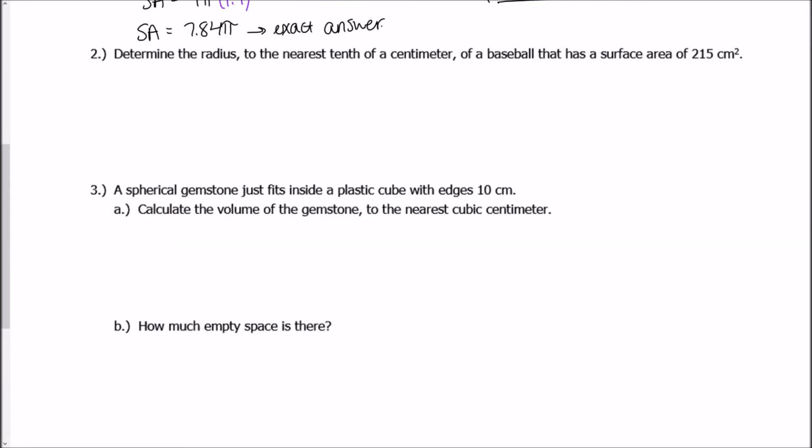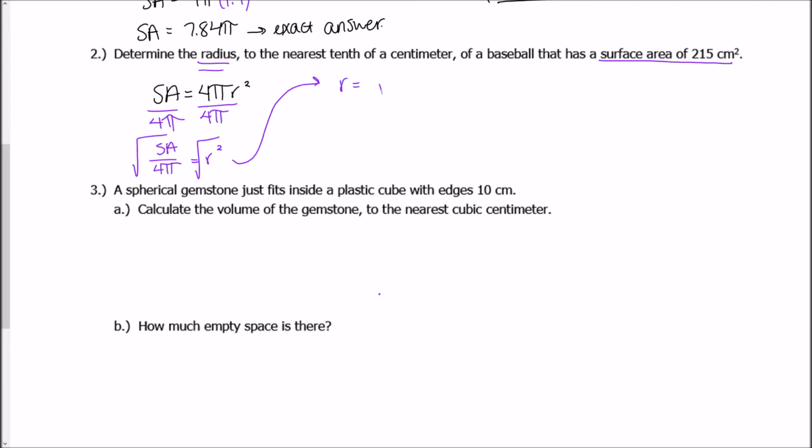Okay? All right. In number 2, we want to determine the radius to the nearest tenth of a centimeter of a baseball that has a surface area of 215 centimeters squared. So if our surface area formula is 4 pi r squared, my goal is to solve for r. So what I'm going to do is divide both sides by 4 pi. So then I end up getting that the surface area over 4 pi is equal to r squared. Well, to get rid of squaring something, I'm going to square root both sides. So r is equal to the square root of the surface area over 4 pi.